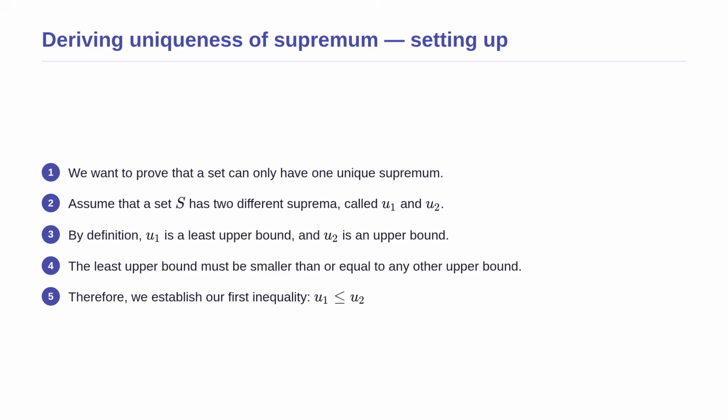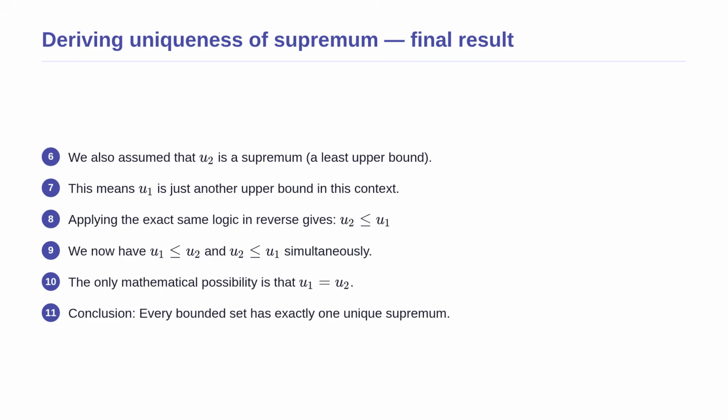If U1 is the least upper bound and U2 is just another upper bound, then by the very definition of the word least, the least upper bound must be smaller than or equal to any other upper bound. This gives us our first mathematical step. U1 must be less than or equal to U2. Continuing our proof, we must remember that we also assumed U2 is a supremum. This means U2 is a least upper bound and U1 is an upper bound. Therefore, the exact same logic must apply in reverse. We swap their roles, which gives us a second inequality. U2 must also be less than or equal to U1.